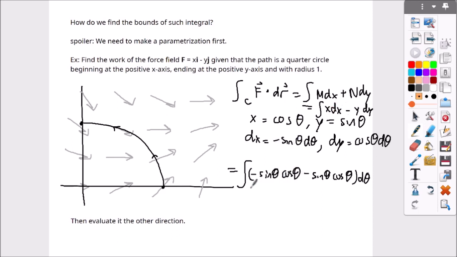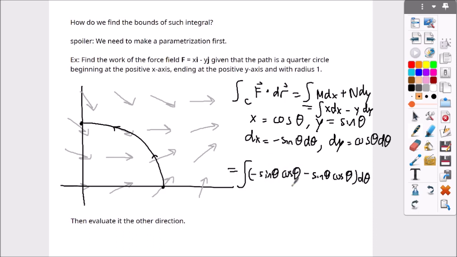dx is negative sine theta, so negative sine theta right here, and then d theta I already factored out. y is sine theta right here. dy is cosine theta d theta. So what do I end up getting?